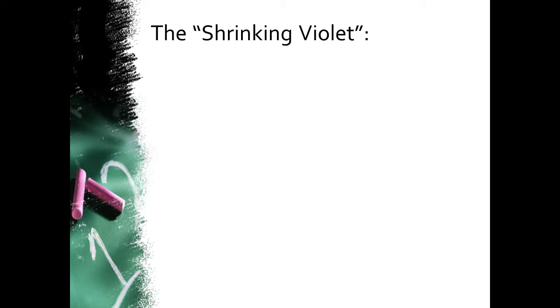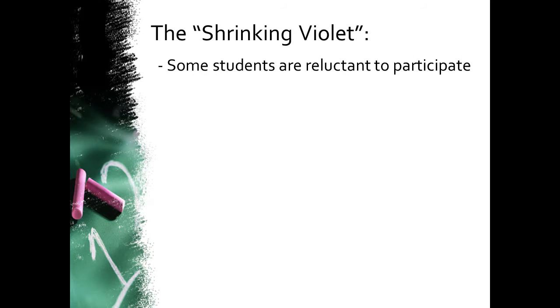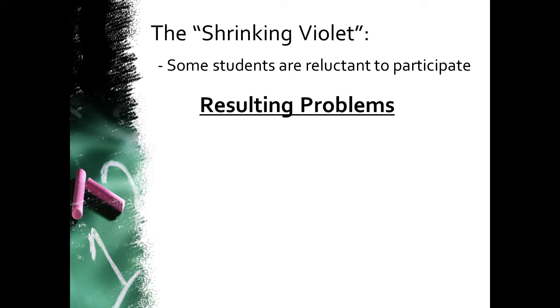The second type of student that we want to talk about in our discussion of these problematic students and problematic behaviors is what's called the shrinking violet. The shrinking violet is a student who's not participating in class. They're reluctant to raise their hand. They're reluctant to get involved in the discussion. And while this doesn't create a disturbance for the rest of the students in the class, there are still problems that come from this type of student behavior.